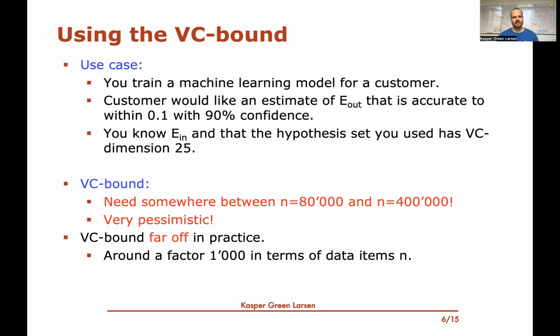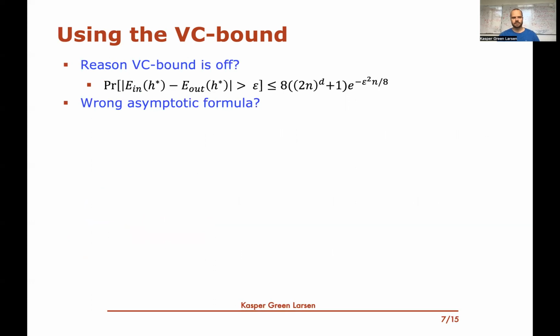So this is really unfortunate, right? A factor 1,000 in terms of the number of data items. This is really something you cannot live with if you want to give guarantees to a customer. Then, of course, you could ask yourself, what is the reason why this VC bound is so far off in practice? Maybe the first question you could ask, as a theoretical question, is: is this even the right asymptotic behavior? So is this formula over here, even if we ignore the constant factors, does it even grow in the right way?